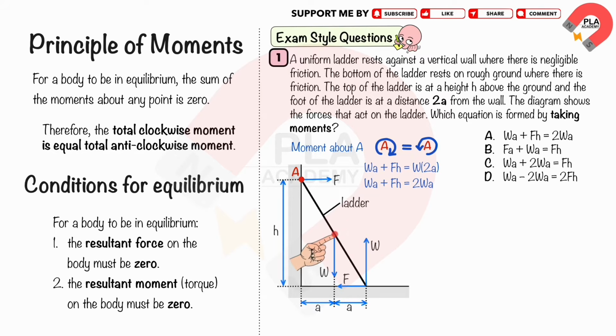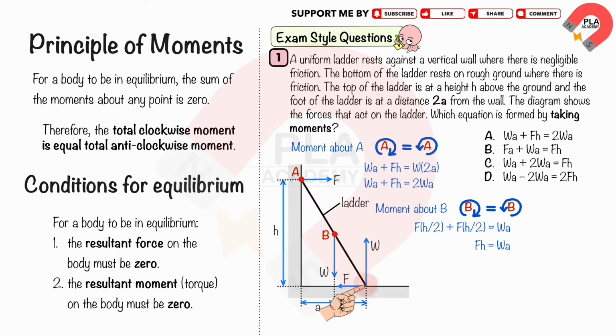The moment about the point B: total clockwise moment equals total anticlockwise moment. The clockwise moment about the point B equals F times half of H plus F times half of H. The anticlockwise moment about the point B equals W times A. We simplify the equation as FH equals WA.